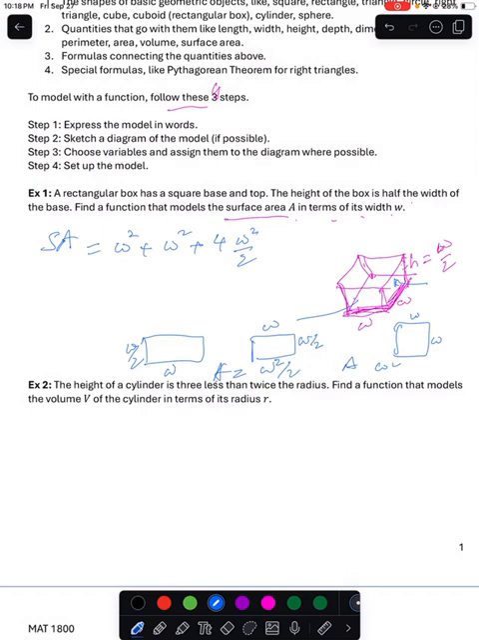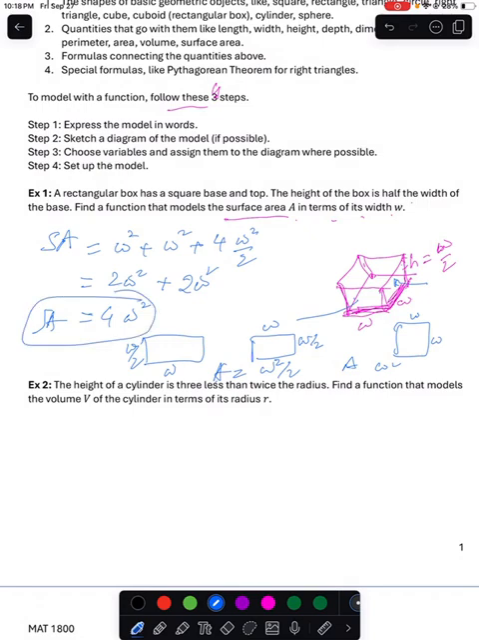Now simplify. We have 2w square from here plus 2w square from the other term, so 4 times w square over 2 gives us 2w square, which makes it 4w square. So that's the answer, that's your model. The surface area is going to be 4w square.